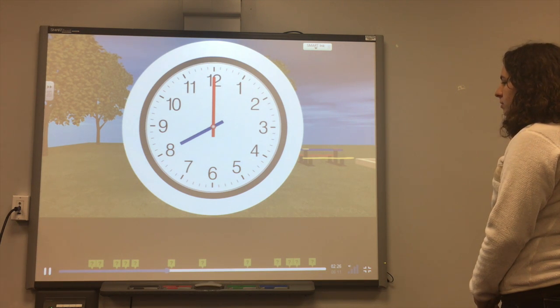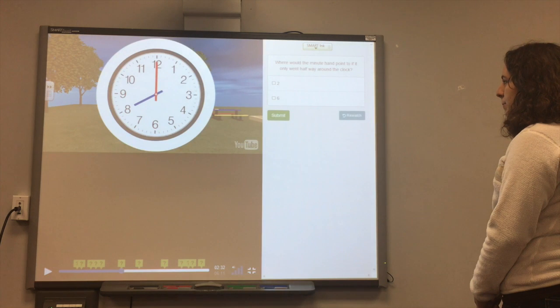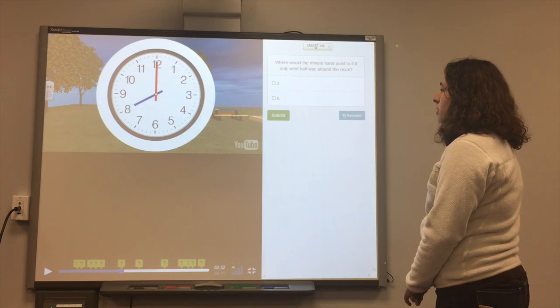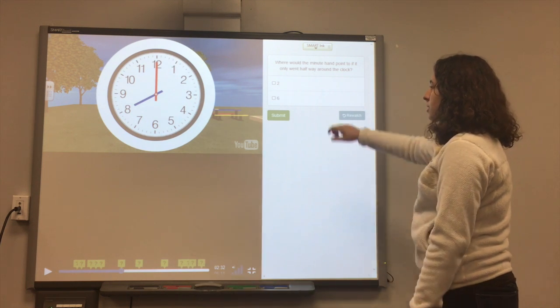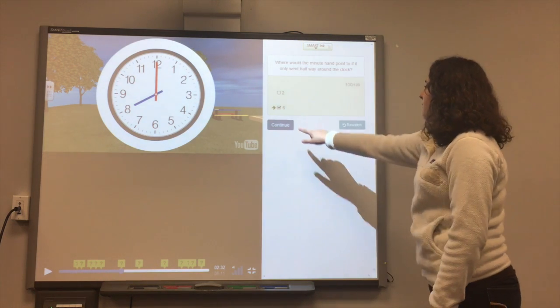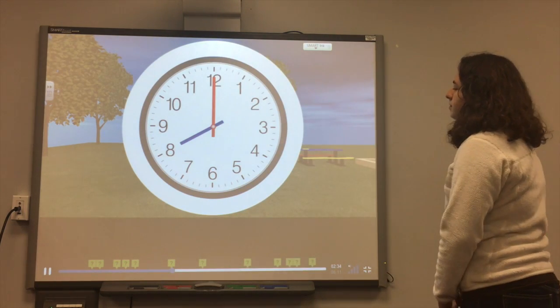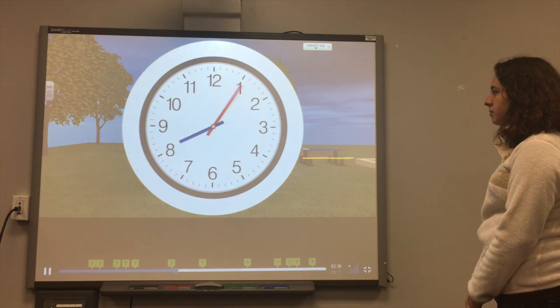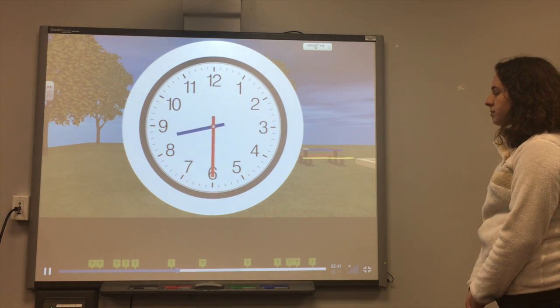I am going to take the minute hand halfway around the clock. Where would the minute hand point to if it just went halfway around the clock? Where would the minute hand point to if it only went halfway around the clock? The answer is 6. Let's see. Mr. Clock, would you please move your minute hand halfway around the clock? Now we can see that the minute hand has gone halfway around the clock and has stopped at the 6.